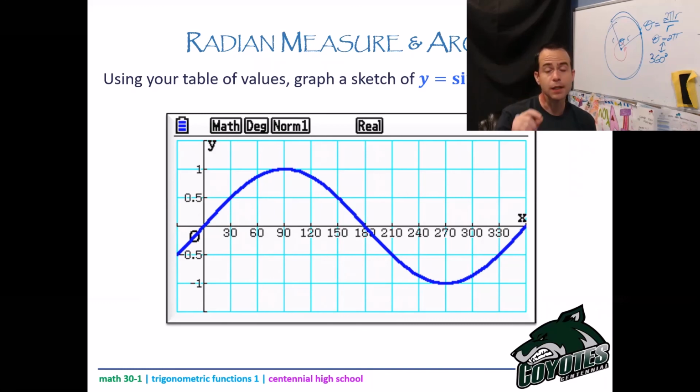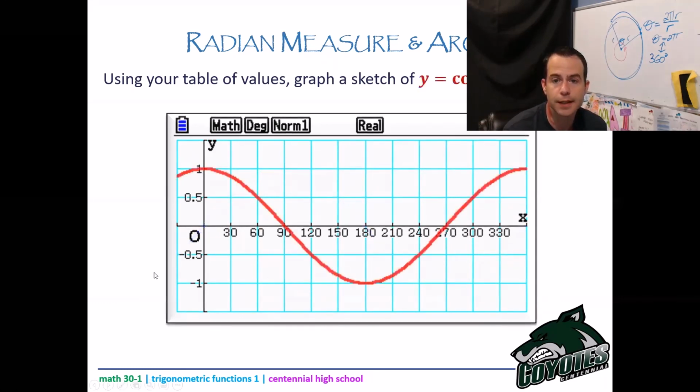So do the same thing, plot each one. 0 is 1, 30 is 0.9, and just go through the whole thing just like I did with you. And then for the cos graph, you should get something that looks like this. Okay, and now I'm gonna leave you with a little bit of an aha moment.